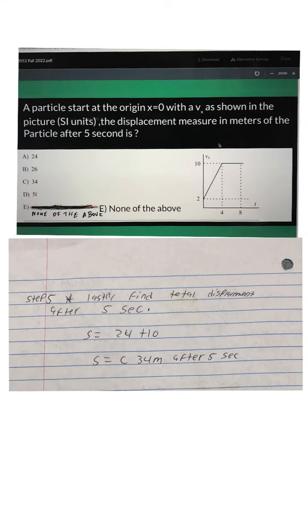So finally, in step 5, we find the total displacement after 5 seconds. We do this by adding 24 plus 10, which gives us 34 meters after 5 seconds, which is answer C.